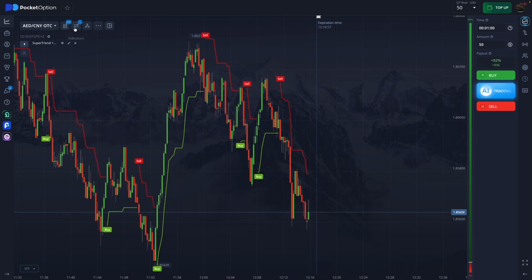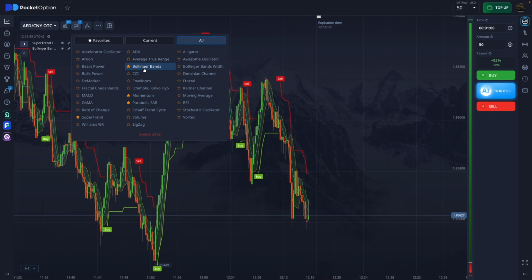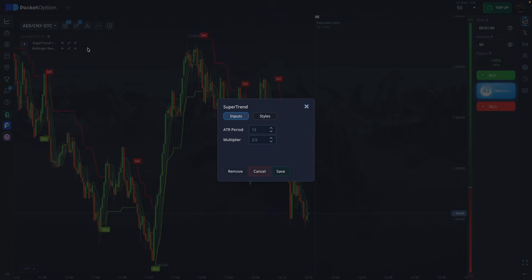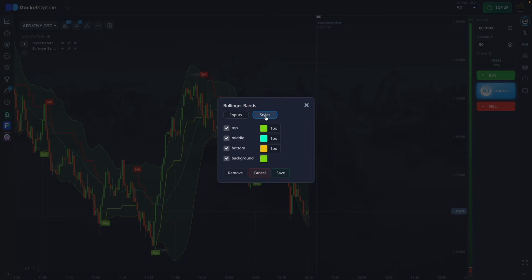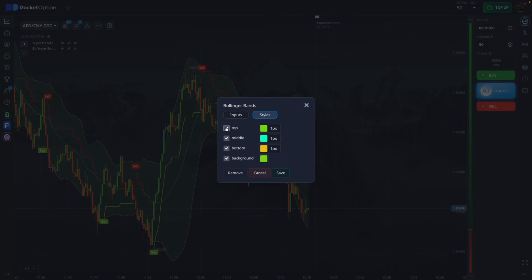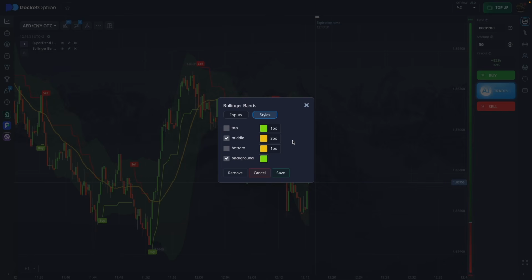The next indicator that I will be using in my work today is called Bollinger Bands. I add this indicator to the chart and go to its settings. Here, I increase the period to 25 and I increase the deviation to 1.8. Then I go to the styles, and here I turn off the top line, I turn off the bottom line, I leave only the background of the Bollinger Bands indicator and also adjust the middle line. I repaint this line yellow and make it a bit thicker so that it is more noticeable.